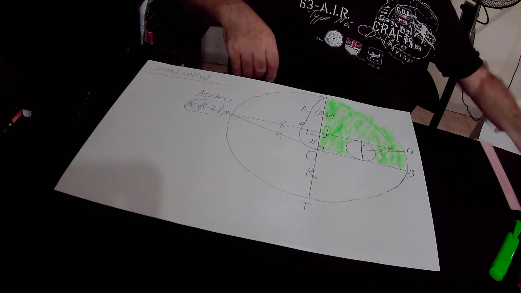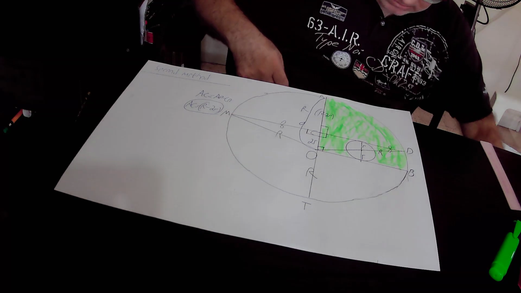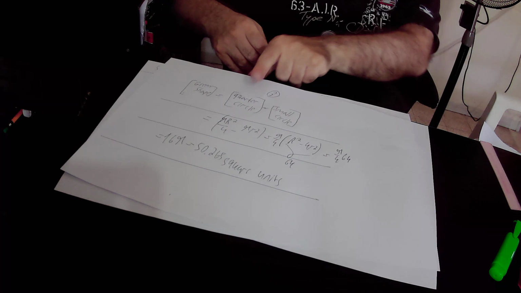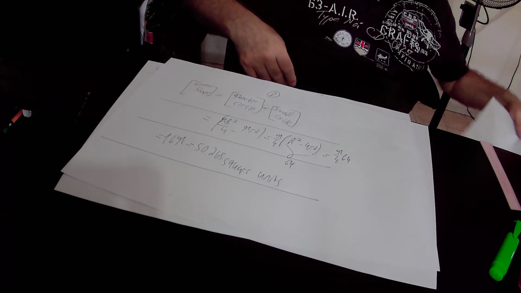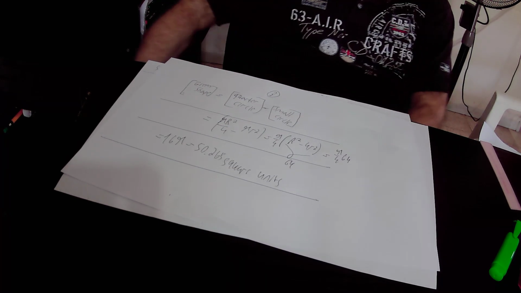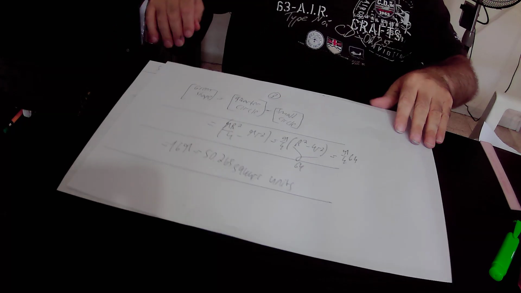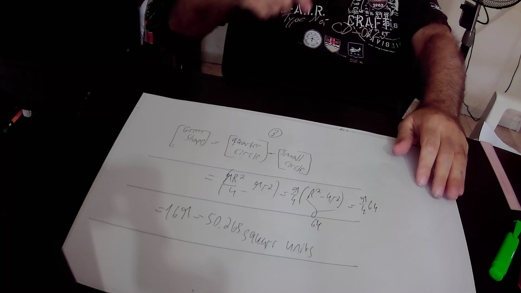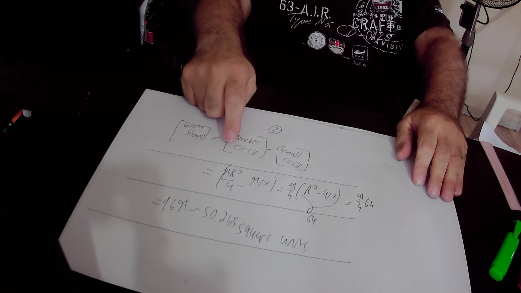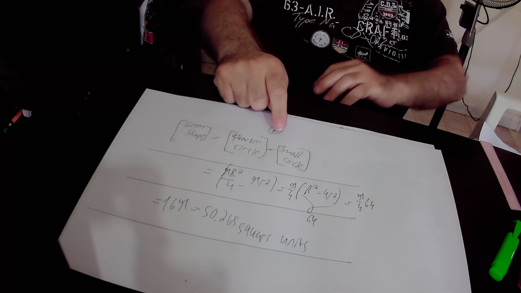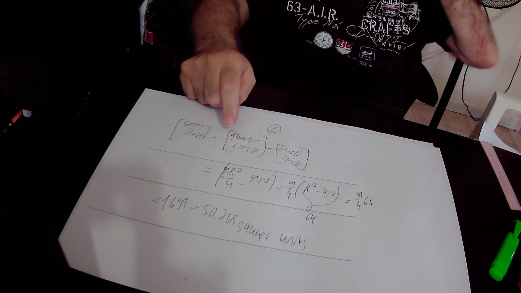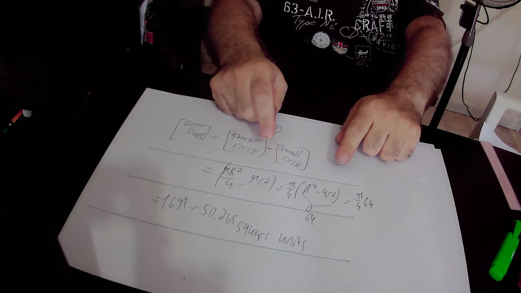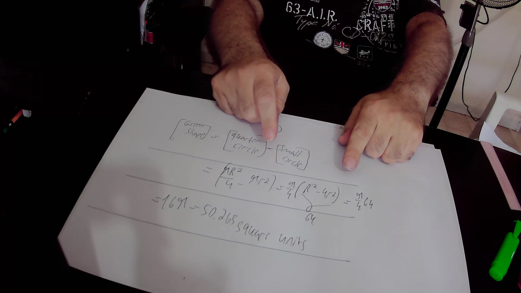And what is the area of the green shape? The area of the green shape will be equal to the area of the quarter circle minus the area of the small circle. We've already found out that the area of the quarter circle is pi times capital R squared over 4, and the area of the small circle is pi R squared. Then we took pi over 4 as a common factor from those two expressions, so inside the brackets we were left only with capital R squared minus 4R squared.